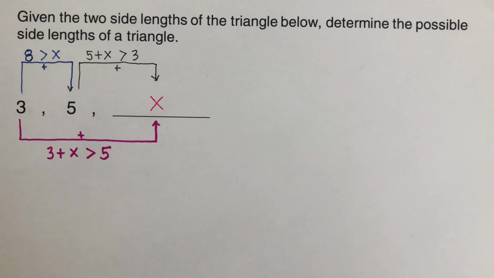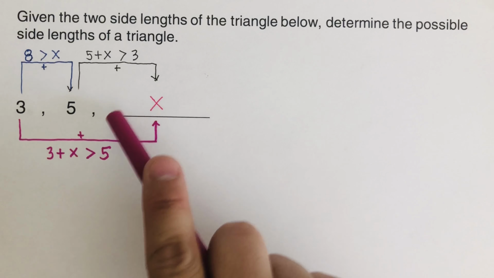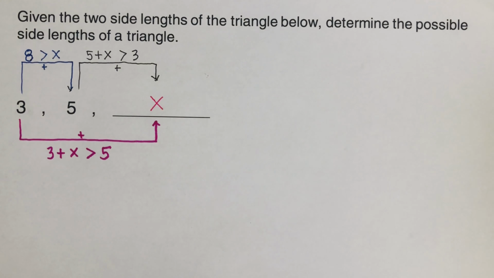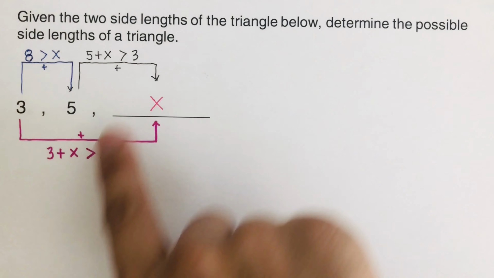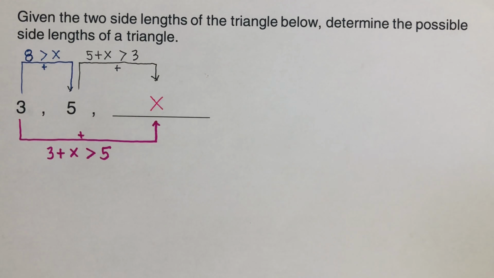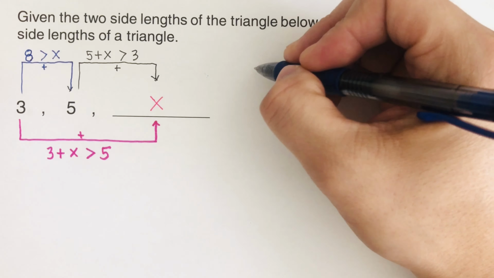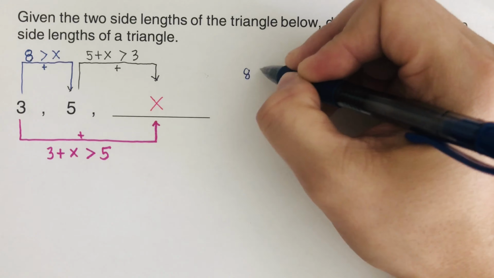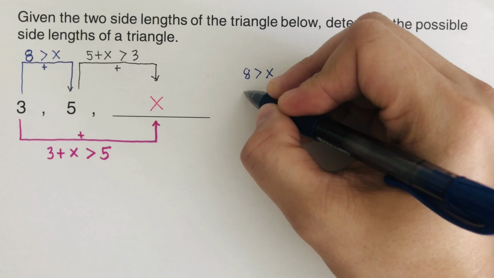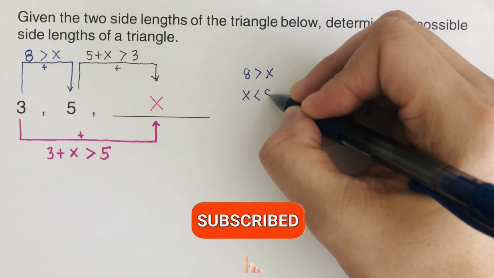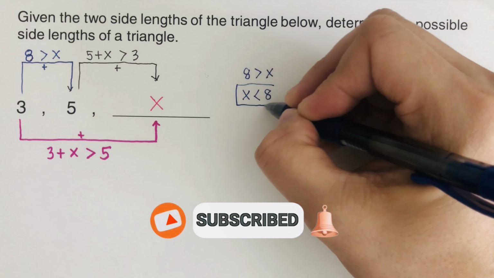Again, our task is to find what numbers would work on the blank here. So the next thing that we're going to do is simplify each of those and find the intersection of these three inequalities. Let's start with 8 is greater than x, which can also be written as x is less than 8. So x is less than 8.